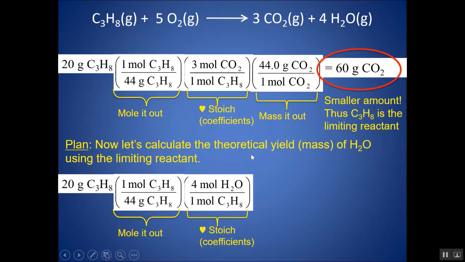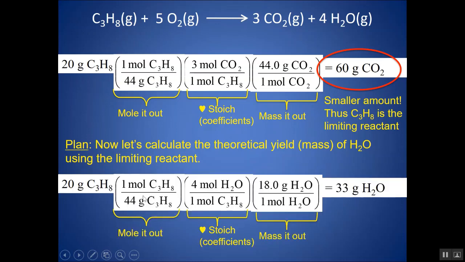So to get the moles of H2O, I'm going to mole out the C3H8, use stoichiometry to turn C3H8 into H2O, and then mass it back out, and I get 33 grams of H2O.